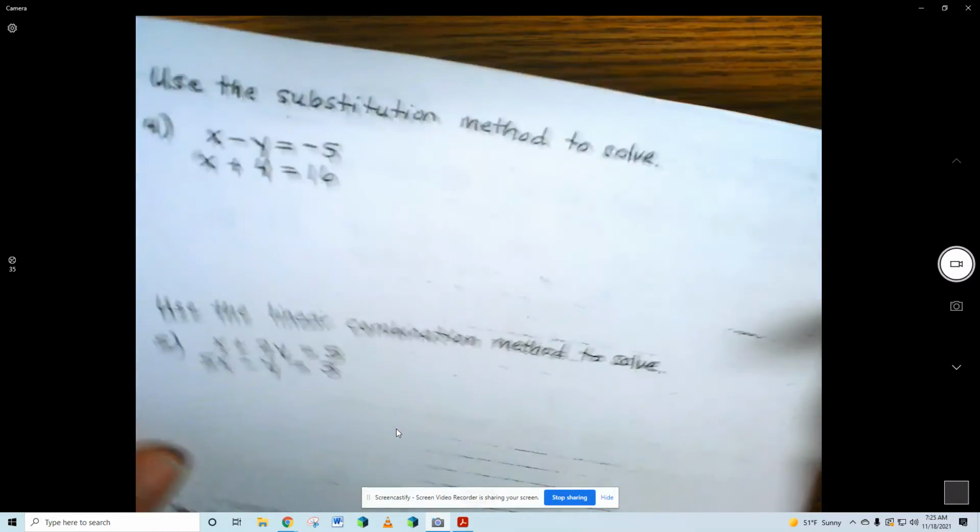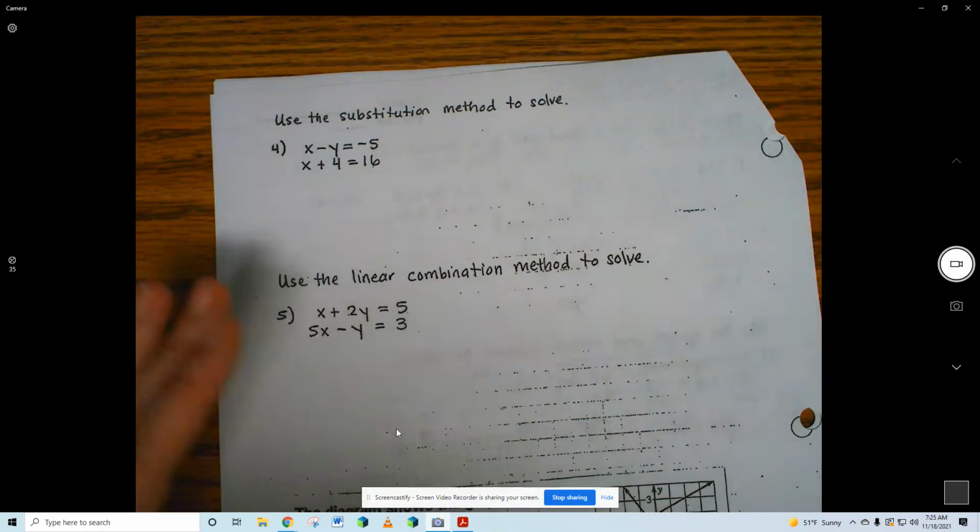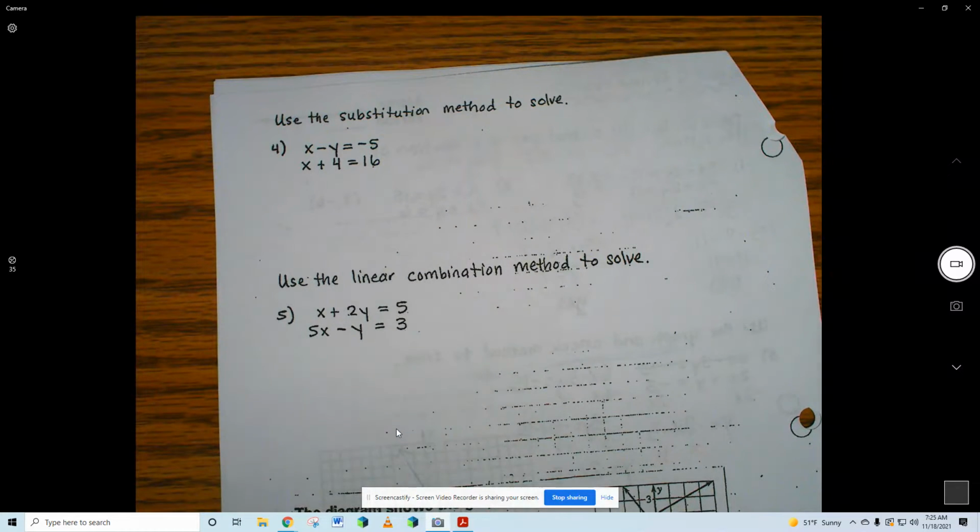Now we get into substitution, but the problem is I don't like the way this looks. There is no x equals or y equals, so I've got to make one of them be an x equals. On the test tomorrow, I will give you an x equals or y equals. Okay?